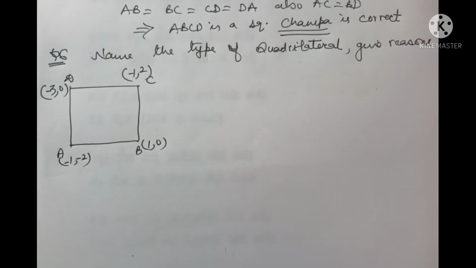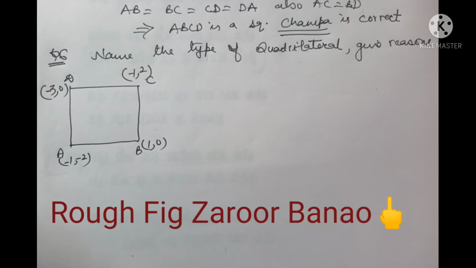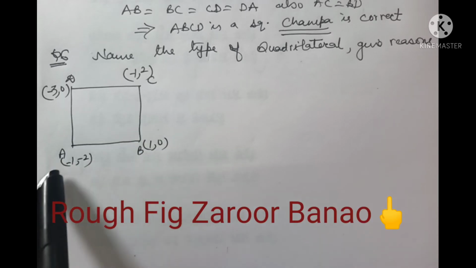Let's proceed. Question number 6 says, name the type of quadrilateral, giving reasons. So for such questions you should always make a rough figure, okay?